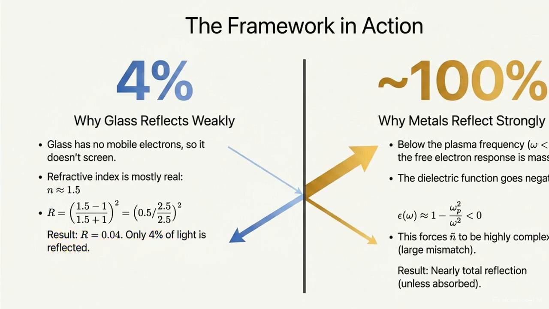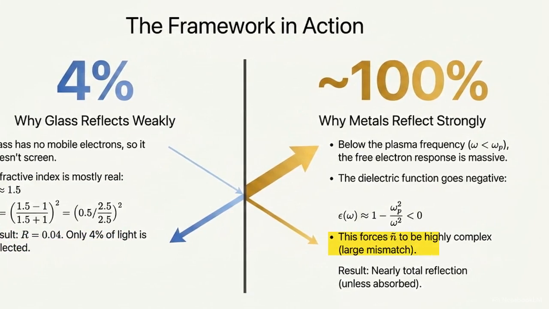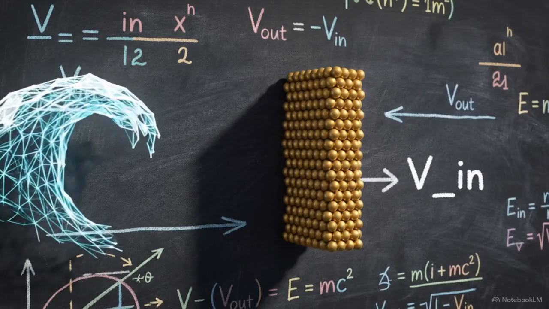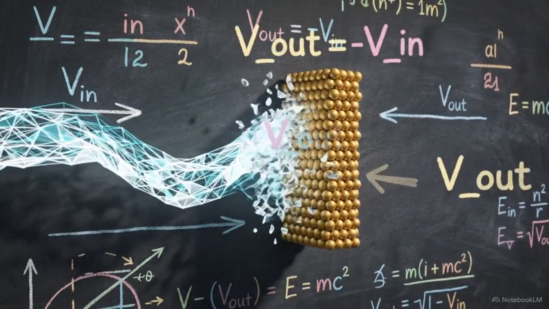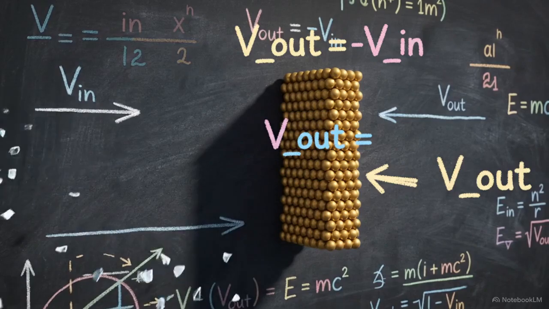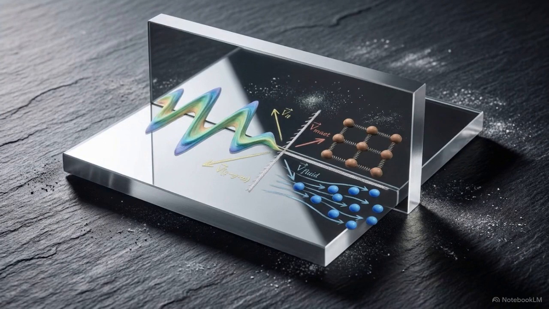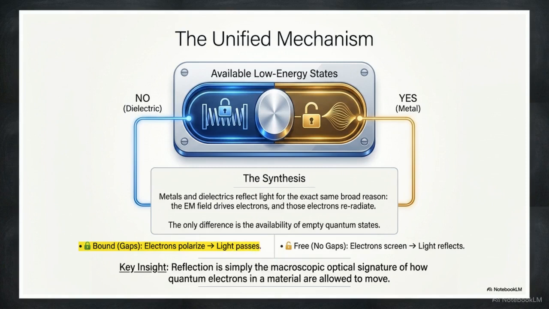For metals, the massive imaginary index created by free electrons generates an extreme optical mismatch. With the wave blocked from moving forward, conservation of energy demands that nearly 100% of the light is redirected backward. The shininess of a mirror is the universe enforcing energy conservation when an electromagnetic wave hits an impenetrable wall of free electrons. This unified mechanism covers both materials.